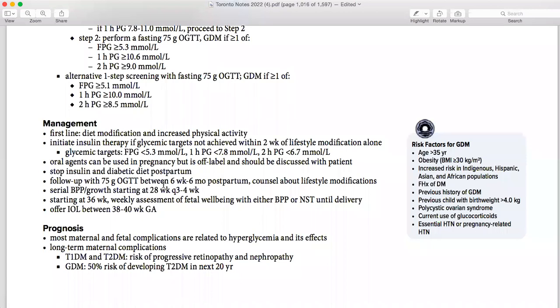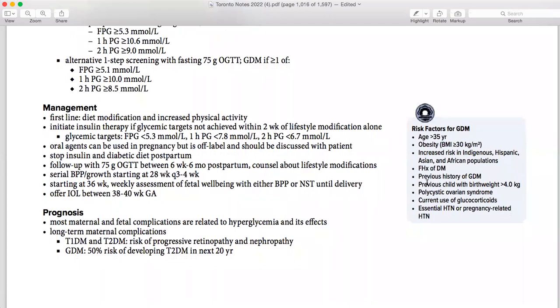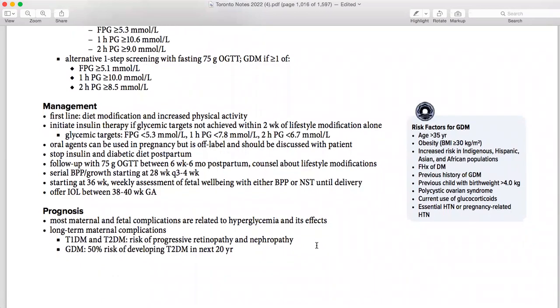growth starting at the 28 week, like every 3 to 4 weeks, you have to check the baby if the baby is going towards a macrosomia. Then starting at 36 week, fetal well-being and BPP, NST until delivery, induction of labor between 38 to 40 week gestational age. So these are the risk factors, so you need to remember them.